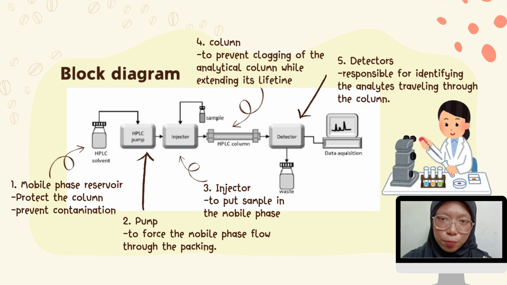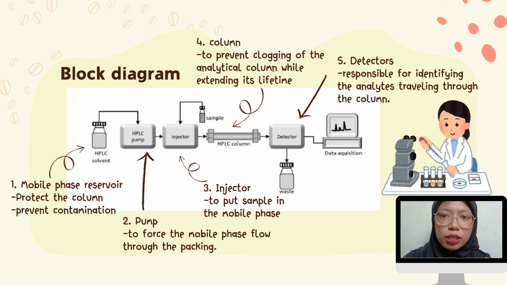Other than that, we have the pump. The pump is essential in HPLC as it ensures a steady, pulsation-free flow of the mobile phase through the system. This stable flow is critical for maintaining the consistency and accuracy of the analysis.